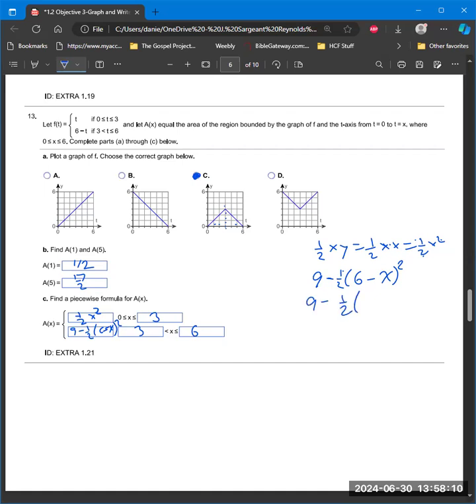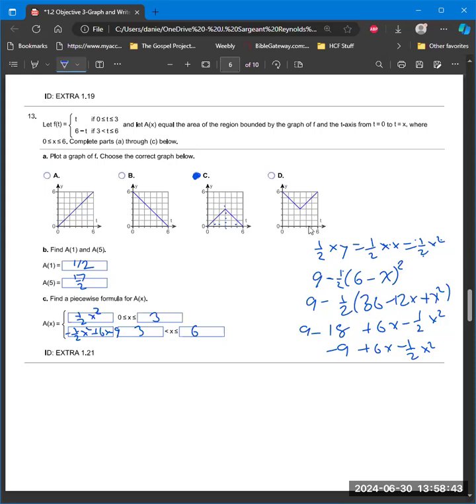Let's go ahead and do that. 36 minus 12x plus x squared is 9 minus 18 plus 6x minus 1/2 x squared. This is a negative 9 plus 6x minus 1/2 x squared. So that's how they had written this. It's the same thing. Negative 1/2 x squared plus 6x minus 9 for my function.